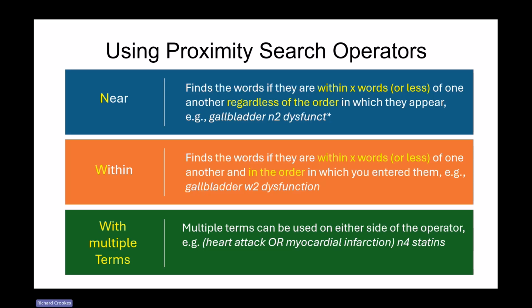And then multiple terms can be used on either side of the operator. So if you're considering looking at heart attack and statins, as well as myocardial infarction and statins, then in parentheses, you can have heart attack or myocardial infarction, and then statins. So it could be those terms before statins, or statins mentioned within 4 words or less of heart attack or myocardial infarction, etc. Okay, so just some examples there of how you might use these elements.